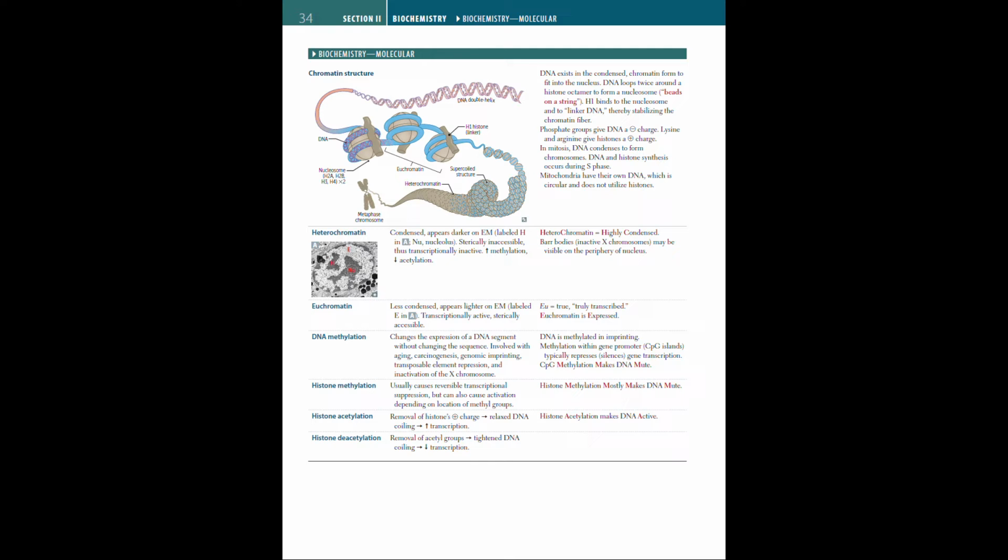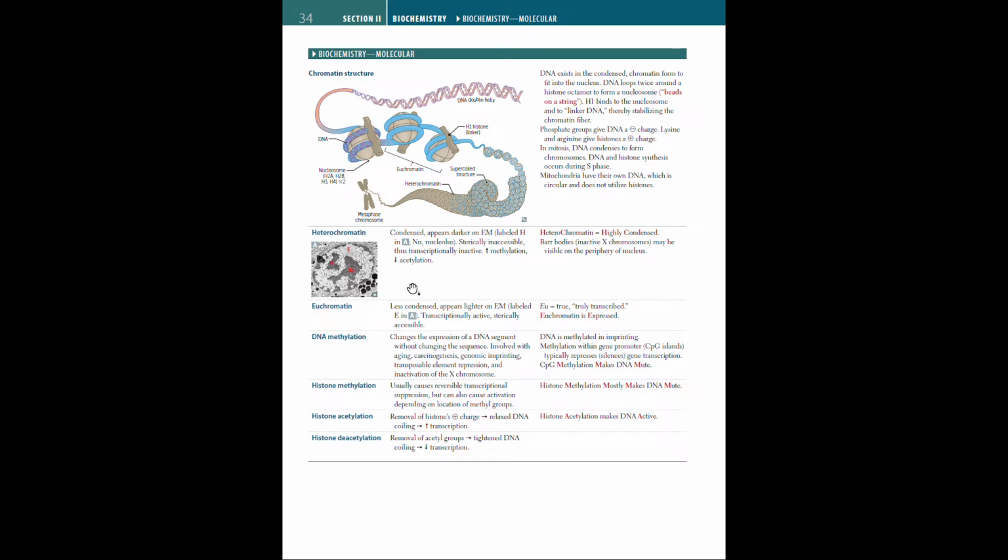H1 binds to nucleosome and to linker DNA, thereby stabilizing the chromatin fiber. Phosphate groups give DNA a negative charge. The lysine and arginine give histone a positive charge. In mitosis, DNA condenses to form chromosomes. DNA and histone synthesis occurs during S phase. Mitochondria have their own DNA, which is circular and does not utilize histones. So here we have the first topic, the chromatin.